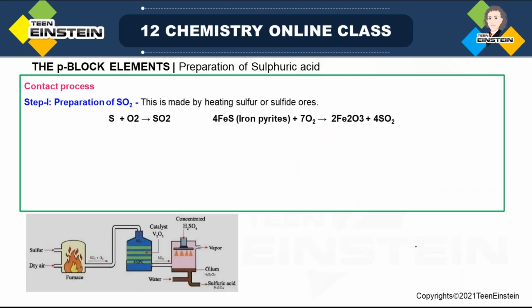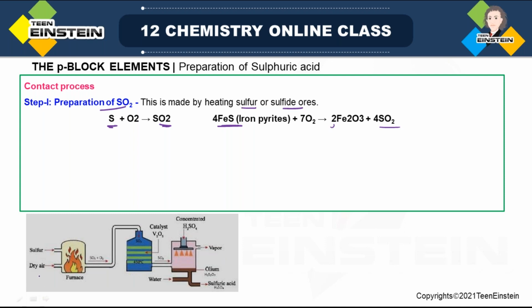The second method, that is the contact process, step 1. In step 1, first we will make sulfur dioxide. And how are we doing so? This is made by heating sulfur or sulfide ores. Here you can start the reaction either by directly taking sulfur, or you can also take some ore of sulfur, here iron pyrites. In the first case we are getting SO2. In the second case also, obviously we are getting SO2, because we are preparing SO2, and here the iron is converted to oxide.